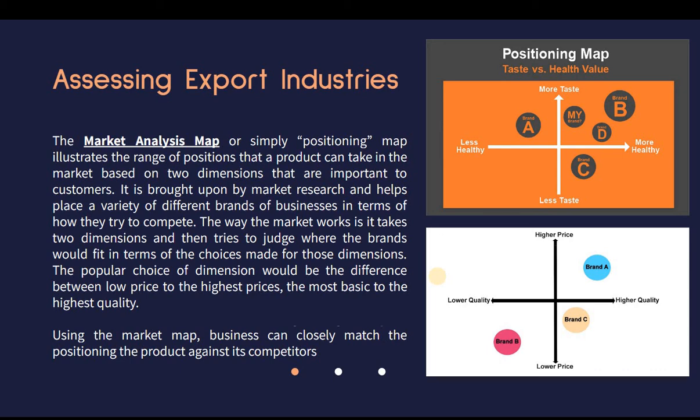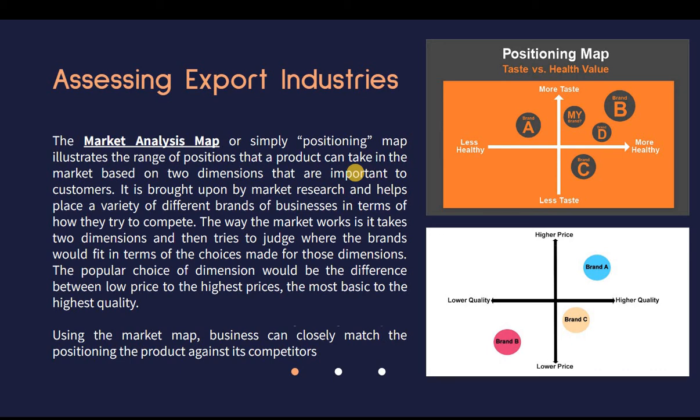Another way of assessing export industries is the use of a market analysis map, or simply what we call the positioning map. It illustrates the range of positions that a product can take in the market based on two dimensions. It is brought upon by market research and helps place a variety of different brands of businesses in terms of how they try to compete.